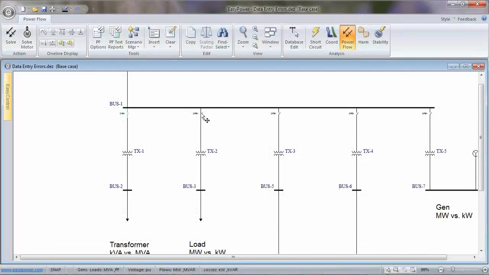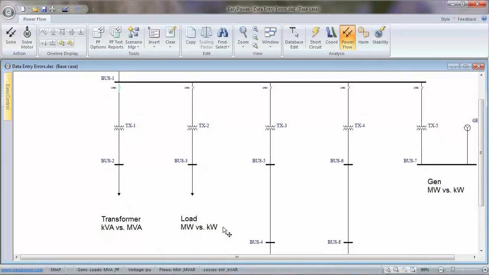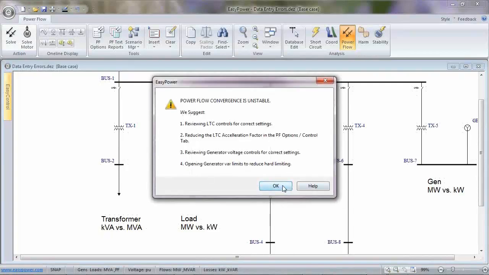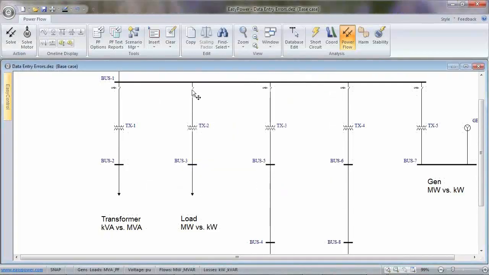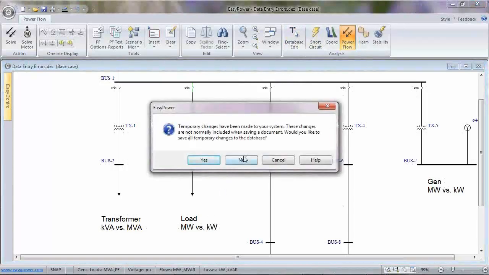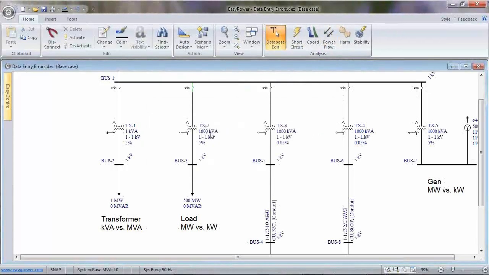So how about this one? Load, megawatt versus kilowatt. Again, can't solve. Why? Because we specified a 1,000 kVA transformer and a 500 megawatt load. We meant to put 500 kW, but we accidentally put megawatt.